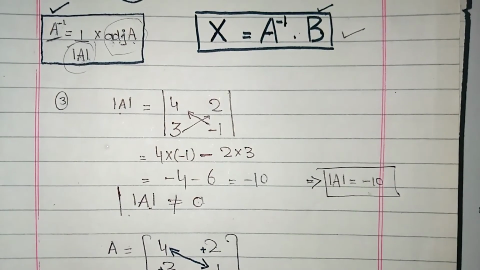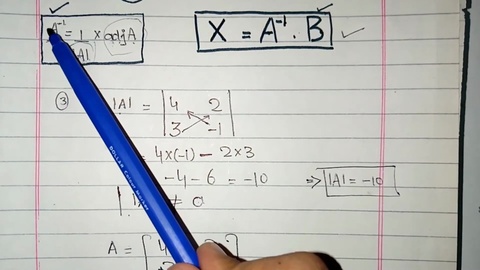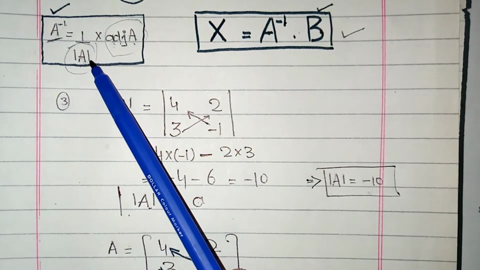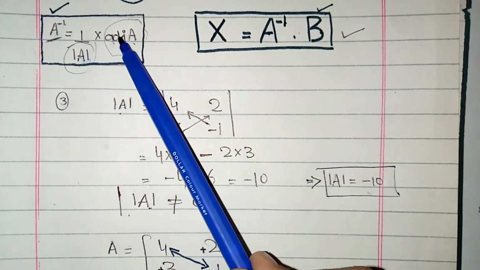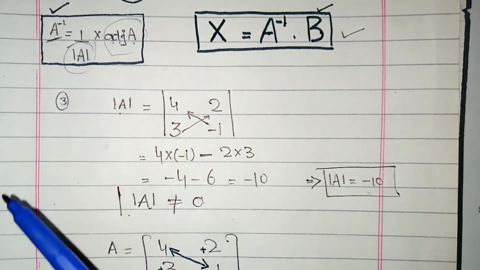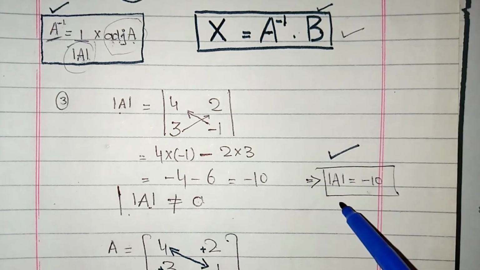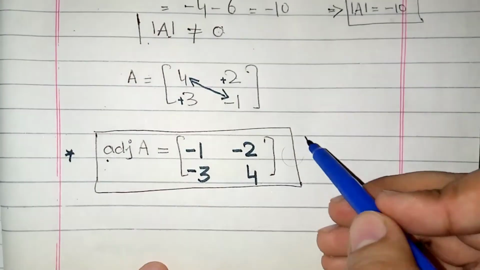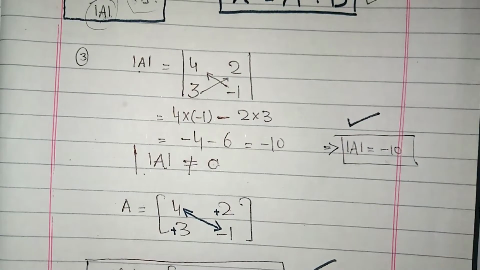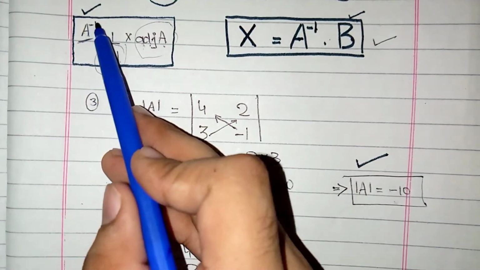And I already told you in the second step the formula for the inverse of matrix A. Its formula is 1 over determinant of A times adjoint of A. So we find these two values, the determinant of A and also the adjoint of A. Now put these two values in this formula to get the answer of inverse of A.